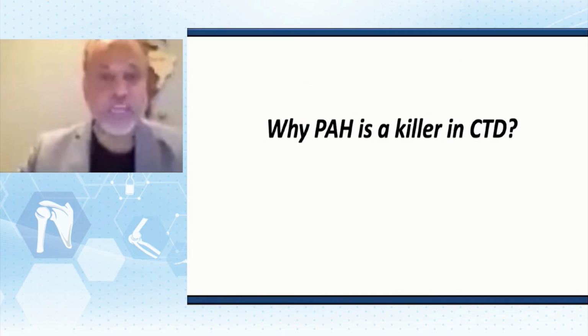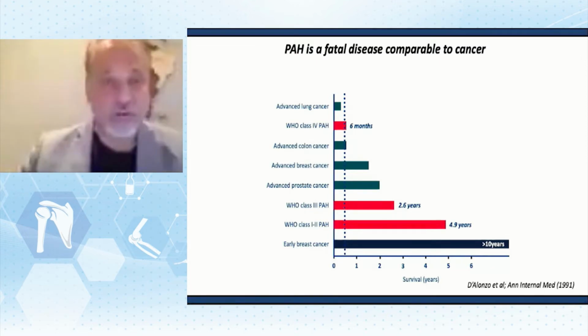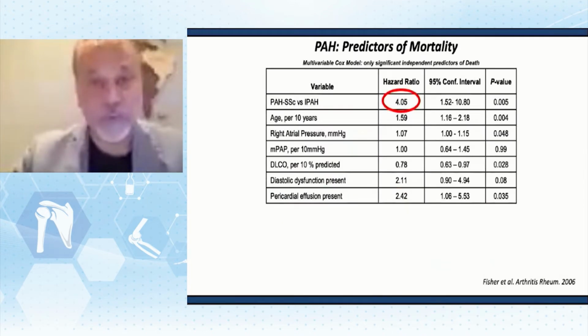And the big question that comes here is why PH is a killer in CTDs. If you look at the aggressiveness and the mortality of pulmonary hypertension in general, it scores very high. It's worse than most known cancers, actually. Maybe the only 2 worse cancers are pancreatic and lung cancer. All other cancers have a better outcome than pulmonary arterial hypertension.